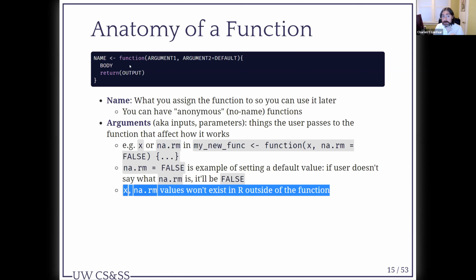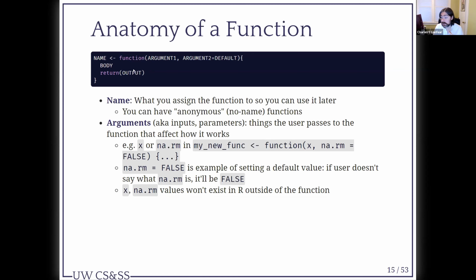If I run something in the function and it creates objects and stuff inside of it, these don't exist outside of the function. Once it runs, they're gone and they don't go into your global environment. So you can create as many objects as you want inside of a function, you run it, and nothing will appear in your global environment.